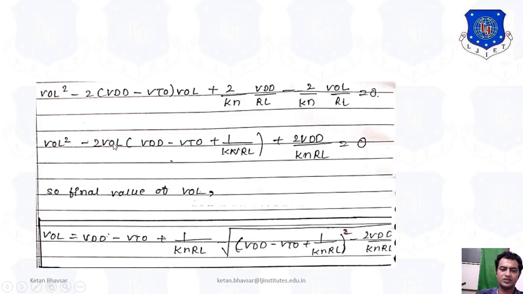So in VOL square minus 2, we combine the terms, 1 divided by Kn RL plus VDD minus VT. Basically we put this equation on this side and take VOL as common. So VOL is equal to VDD minus VTO plus 1 by Kn RL, minus the square root of VDD minus VTO plus 1 by Kn RL, whole square, minus 2 VDD divided by Kn RL. So finally we get the VOL equation.